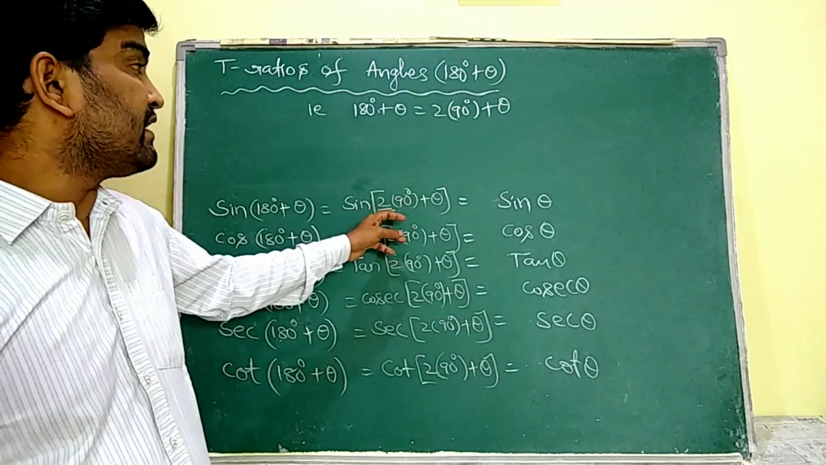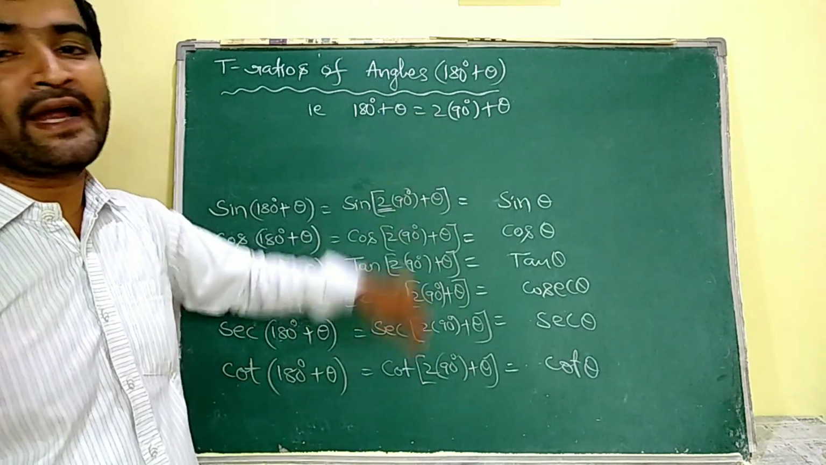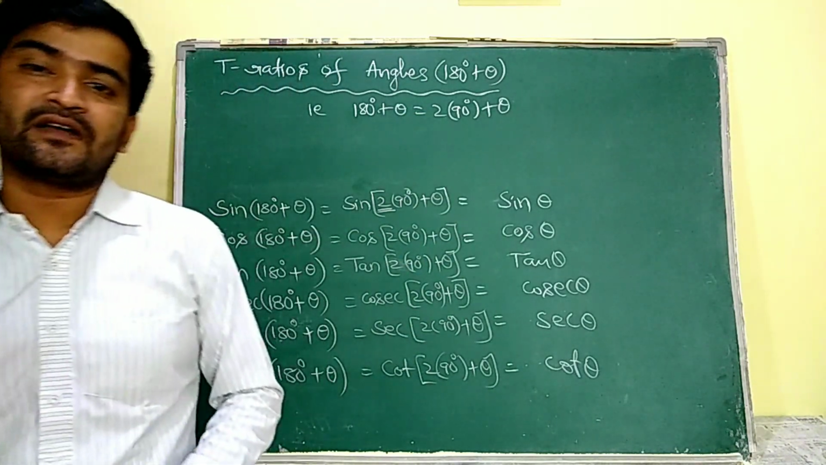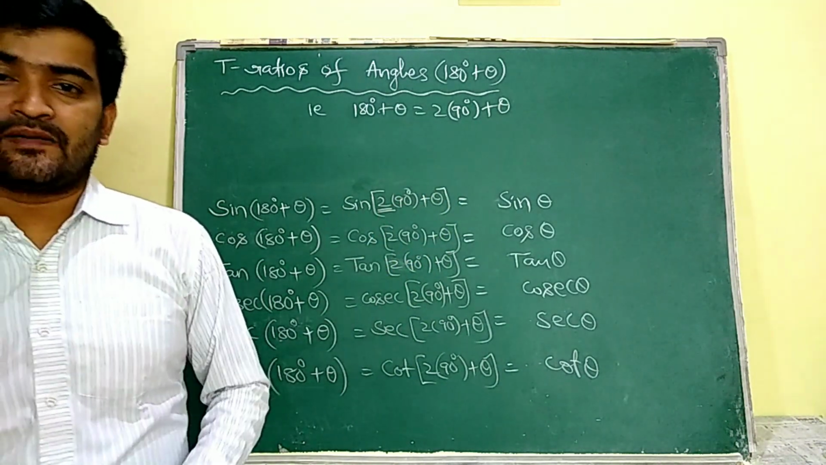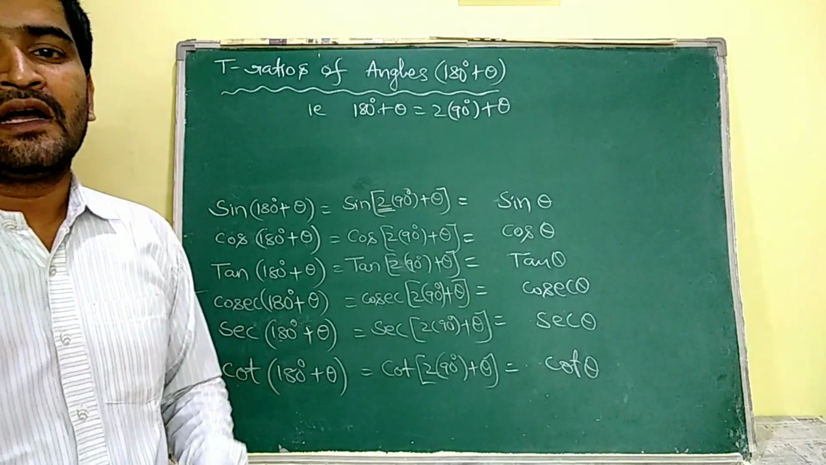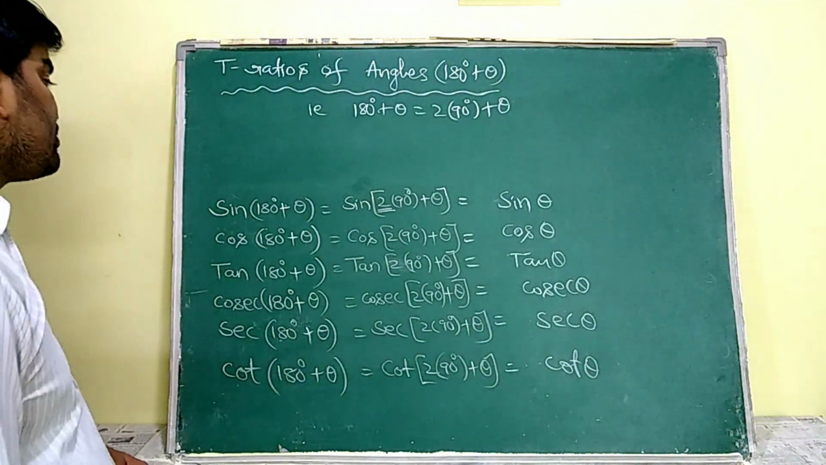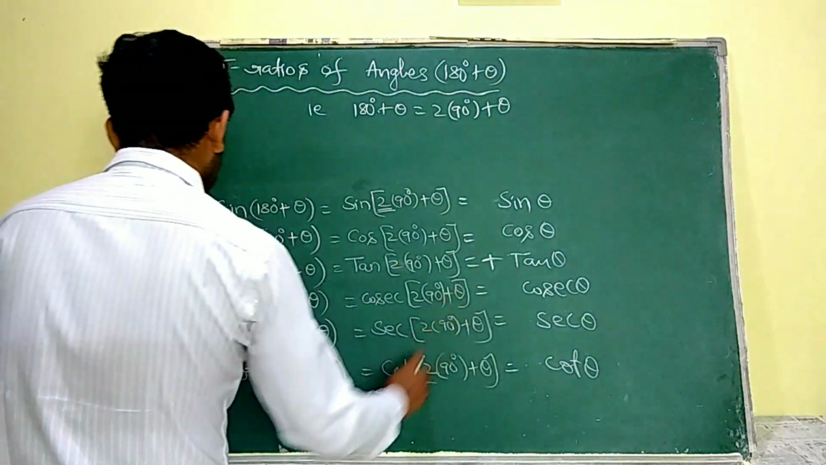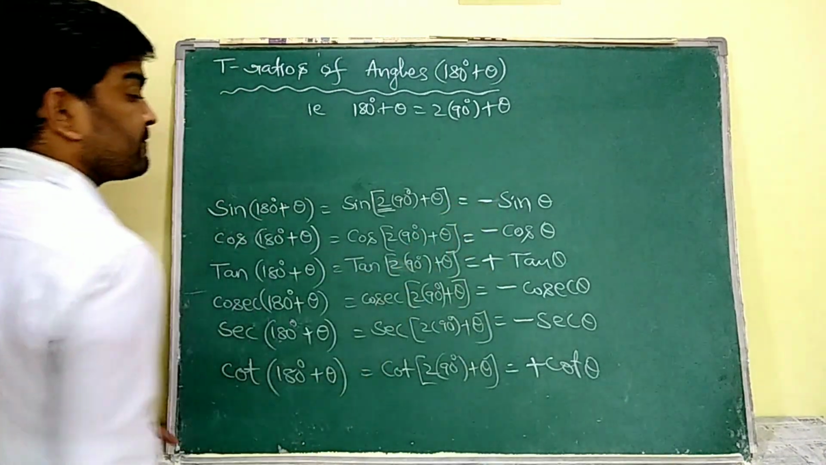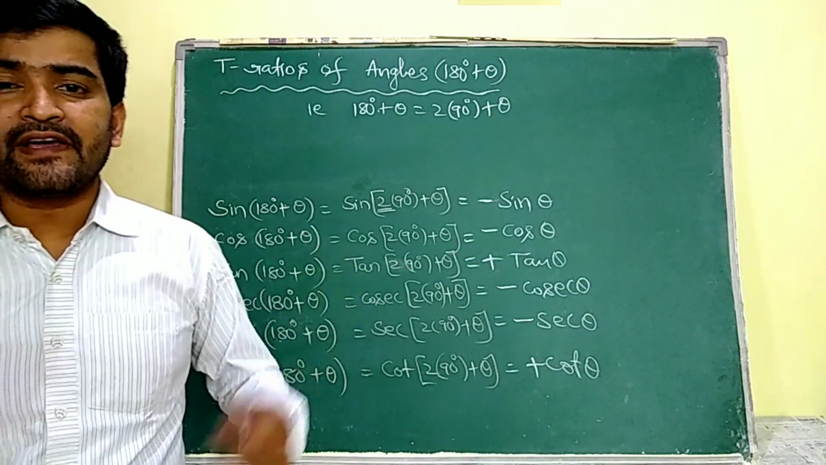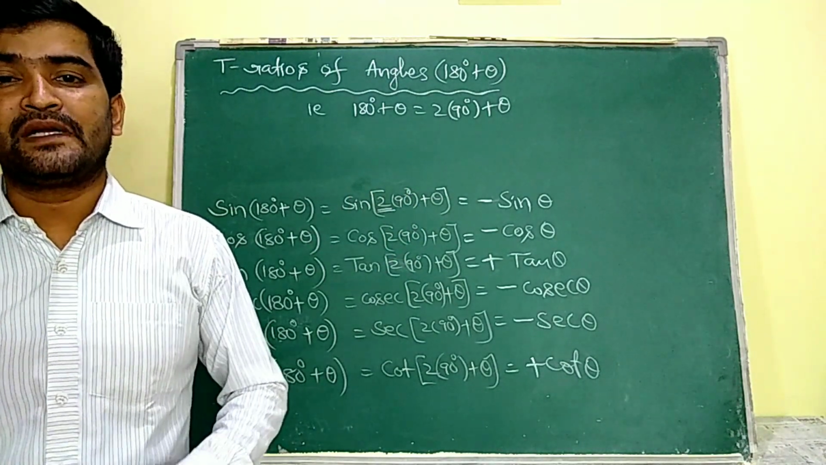Now see, for that I have to check to which quadrant the given angle belongs. So 2 into 90 plus theta, we know that it always belongs to the third quadrant. In the third quadrant we know that tan and its family member cot are positive. So tan and cot are positive now. Remaining all values become negative. So in this way we are going to find the trigonometric ratios of the angles 180 plus theta.